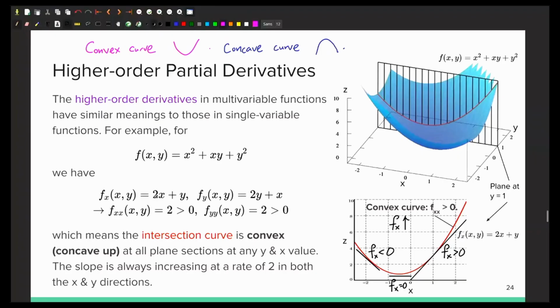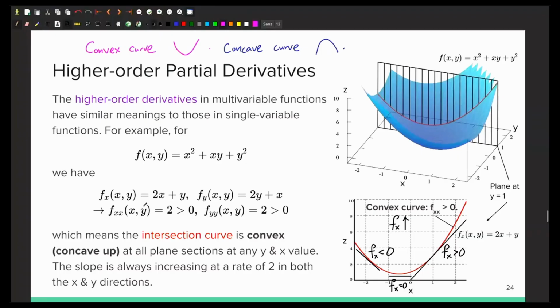This 2 is just because I differentiate 2x plus y with respect to x. So then it's just 2. It's only for this function. For a different function, the f sub xx is going to be a different number or different function. Because generally, f sub xx or any derivative is a function of x and y. Is that right? Any other questions?